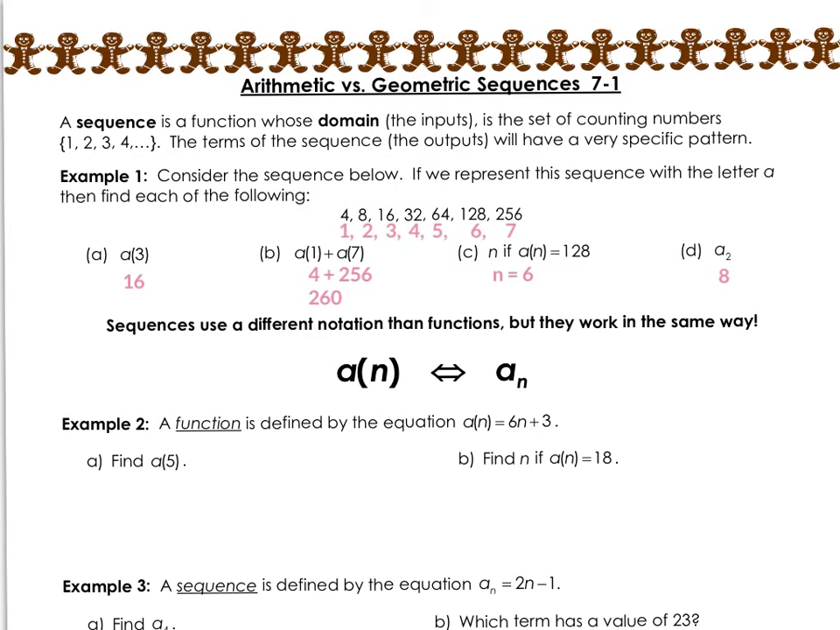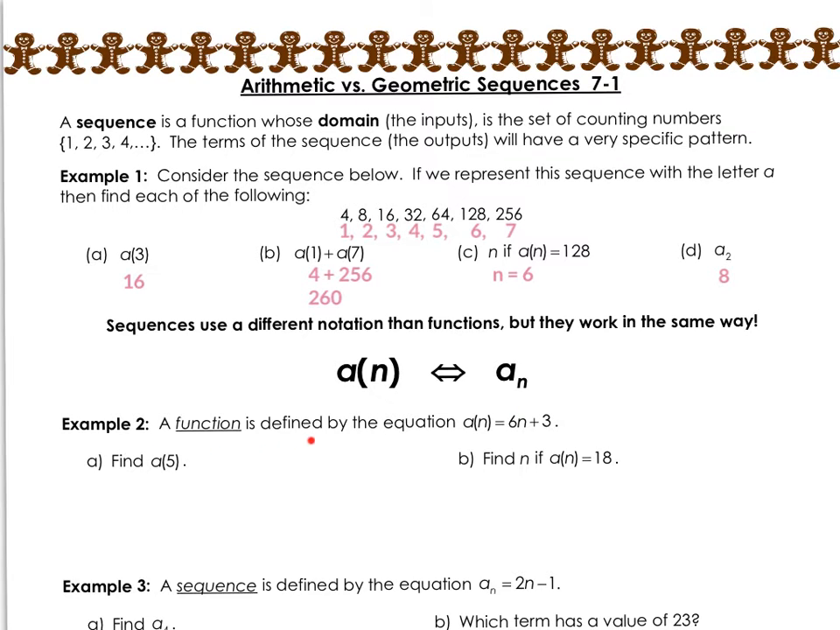Okay, so sequences just use a different notation compared to the functions that we've talked about in the past, but they work exactly the same way. So we still have our inputs and outputs. A of n is just now going to be written as a sub n. It's the same idea, same thing. It's just that we have a new way of writing it.